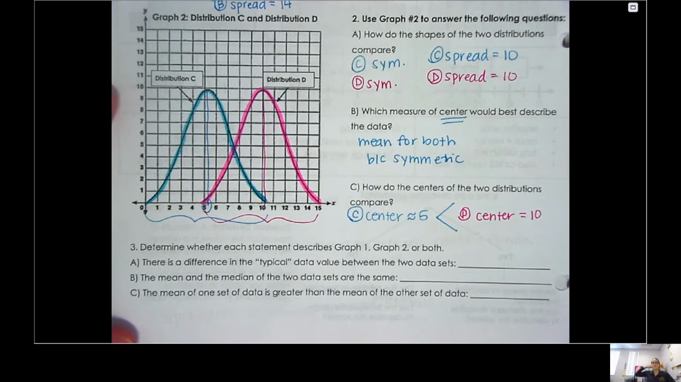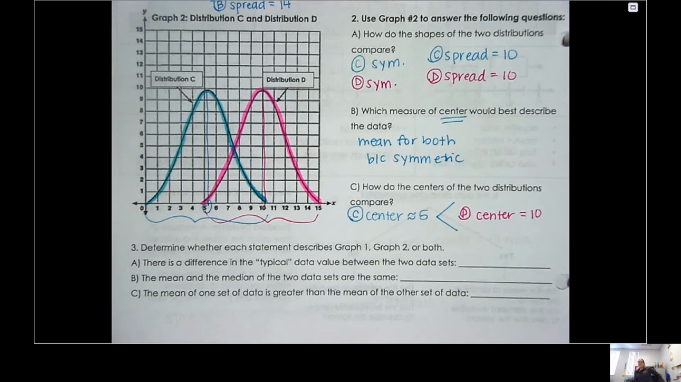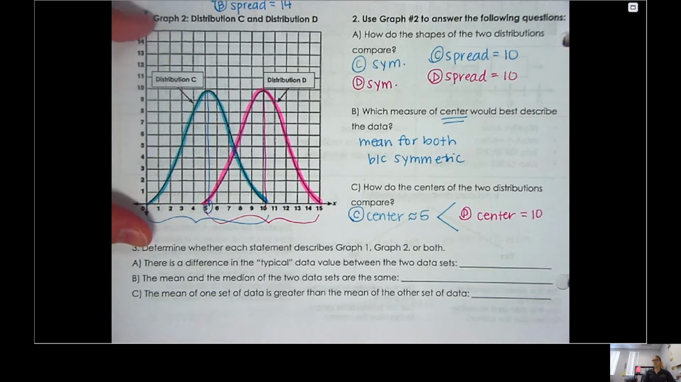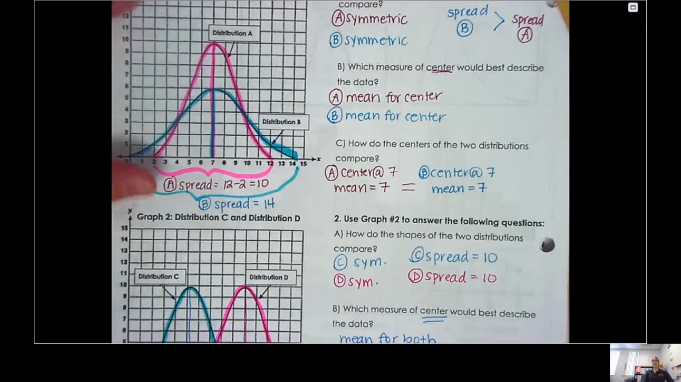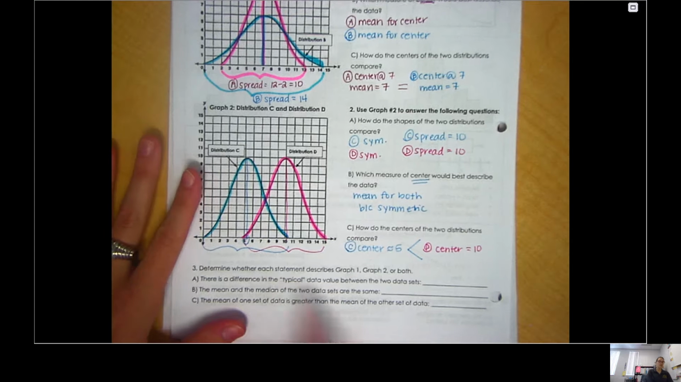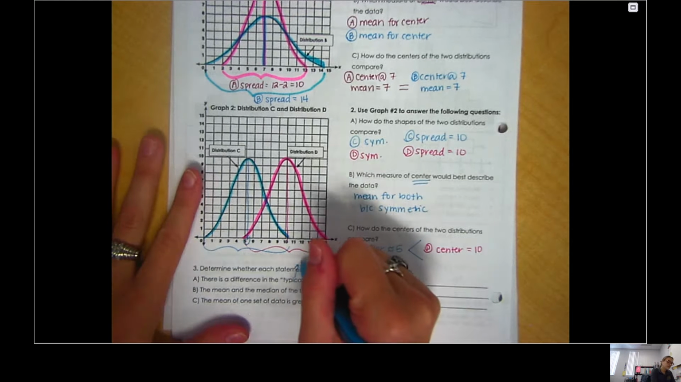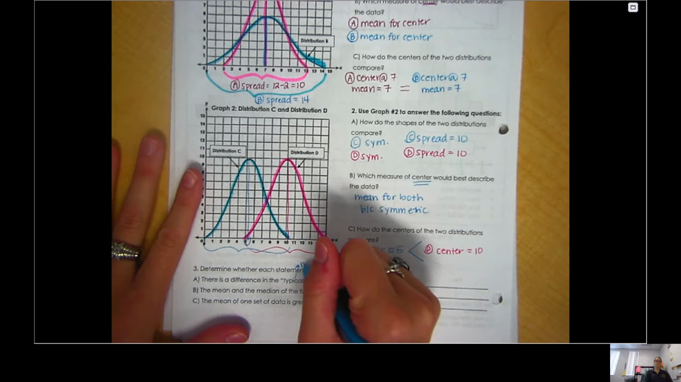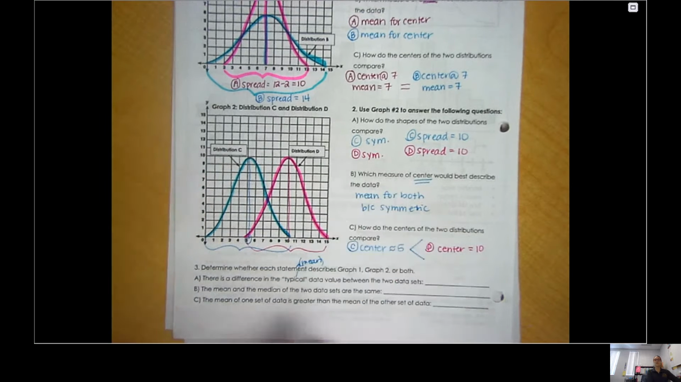Okay, last part. Determine whether each statement describes graph 1, graph 2, or both. So this right here is graph 2. The one up above it that we did yesterday is graph 1. So letter A says, there is a difference between the typical data values of the two sets. Typical just means the mean.